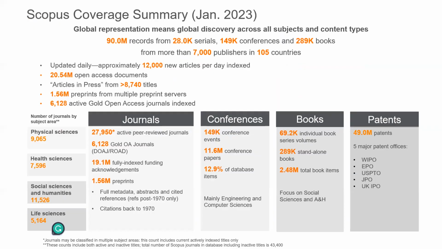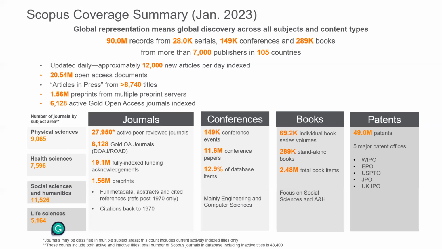It is important to know that Scopus's coverage is multidisciplinary in the sense that it covers broadly physical sciences, health sciences, social sciences, and life sciences. And it also covers different types of documents, so journals and conference proceedings and books and patents, right? So it's not only journal articles. Conferences specifically are very well covered in Scopus. Almost 12 million conference papers are available within Scopus.